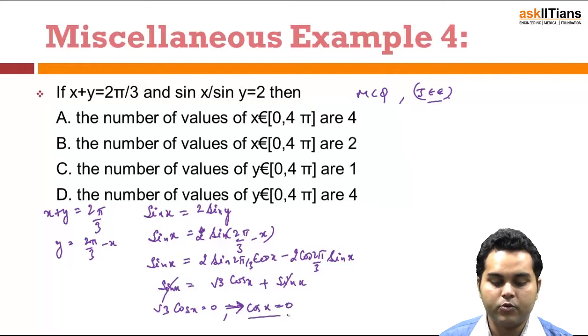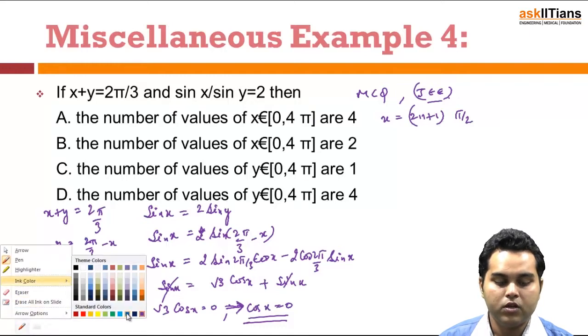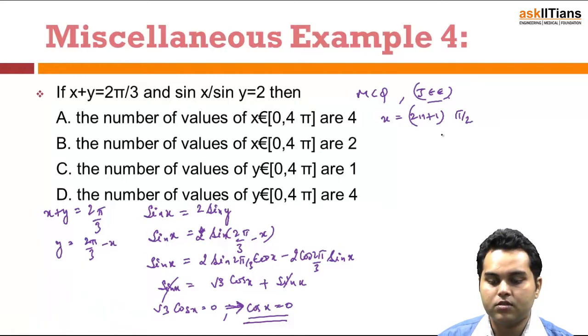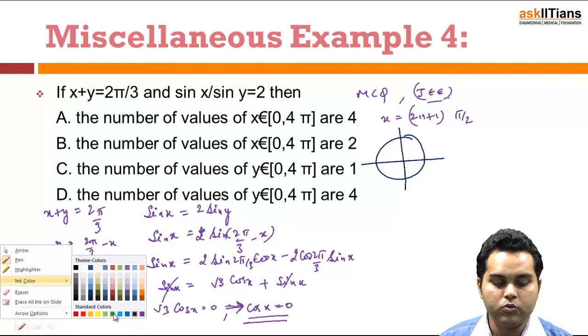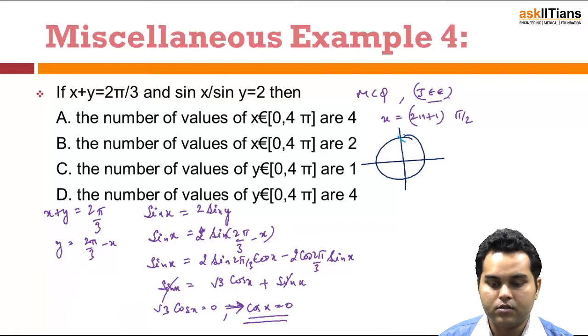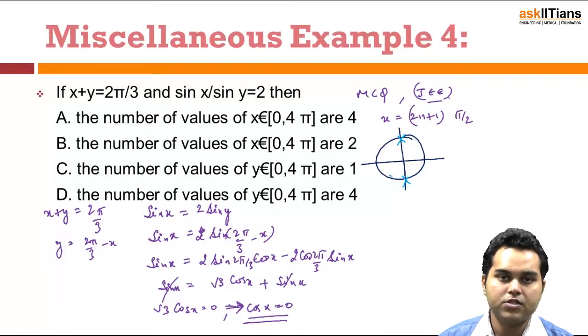So that's the final equation that I get, to which the solution is x is equal to 2n plus 1 pi by 2, that is, odd multiples of pi by 2. Now if I plot this in the region first 0 to 2 pi, the solutions I would get are 2, that is pi by 2 and 3 pi by 2. You know that. So these would be the two solutions in the first circle.